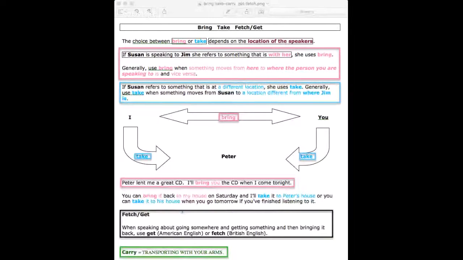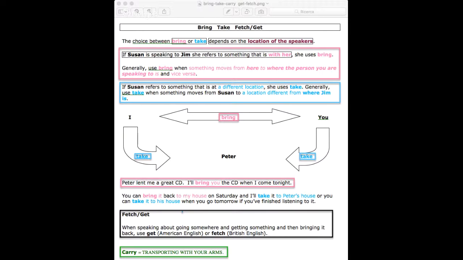So you can see here that the choice between bring or take usually depends on the location of the speakers. In fact, I've made a diagram below which shows on the left I and on the right you. And that makes a difference on the location of the speakers. So if Susan is speaking to Jim, she refers to something that is with her and she uses bring.